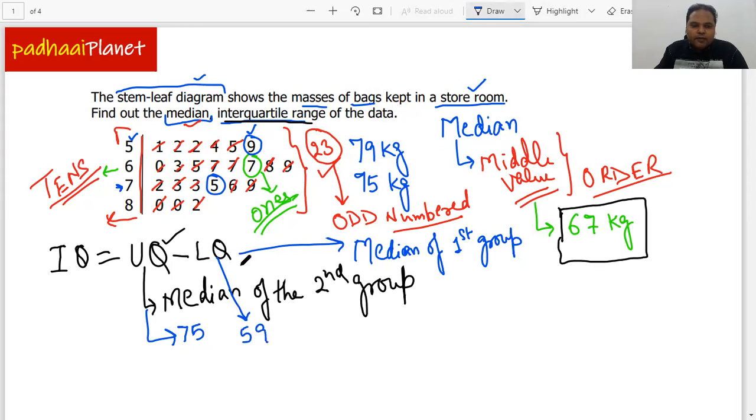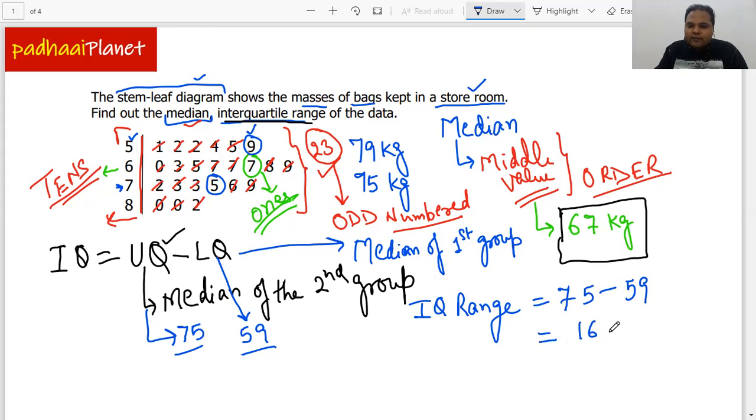59, right? Now we've got the LQ, we've got the UQ, that is upper quartile, and we also have got the LQ, that's lower quartile. So we can simply find out the range of interquartile, that is called the IQ range, is equal to 75 minus 59. So that's equal to 16. Now that's the range of interquartile, right?